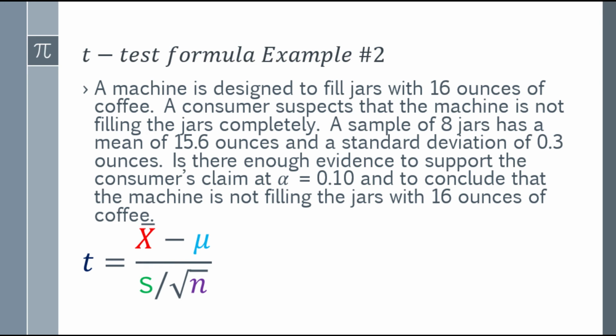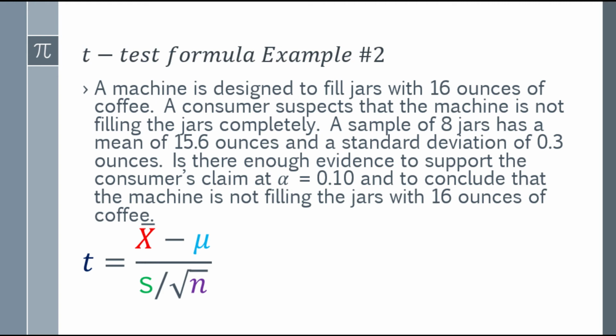A machine is designed to fill jars with 16 ounces of coffee. The consumer suspects that the machine is not filling the jars completely. A sample of 8 jars has a mean of 15.6 ounces and a standard deviation of 0.3 ounces. Is there enough evidence to support the consumer's claim at alpha is equal to 0.10 and to conclude that the machine is not filling the jars with 16 ounces of coffee?